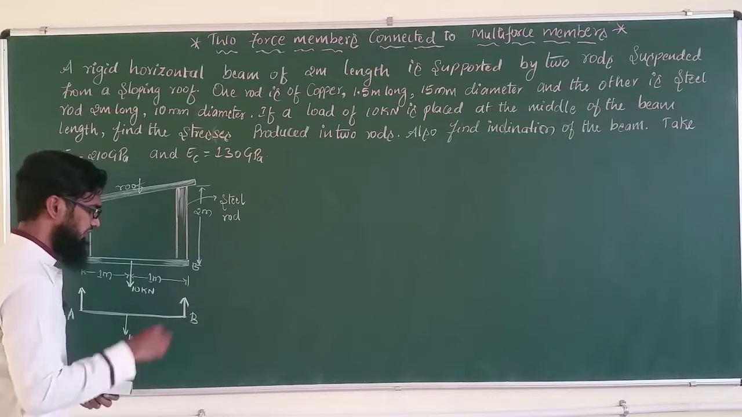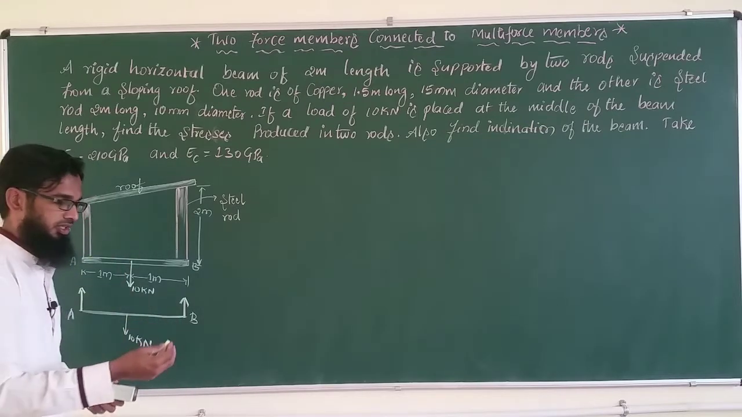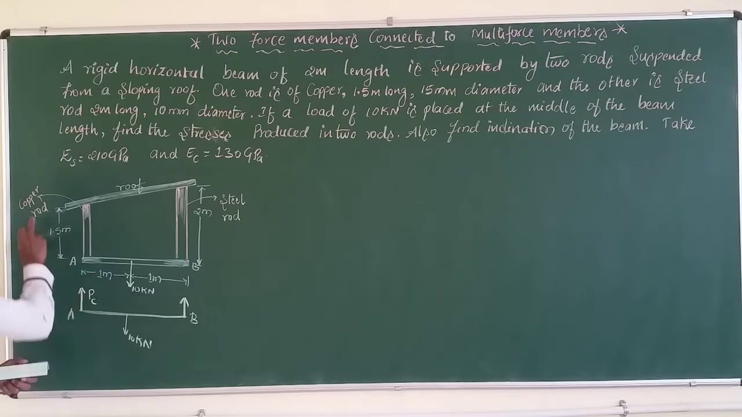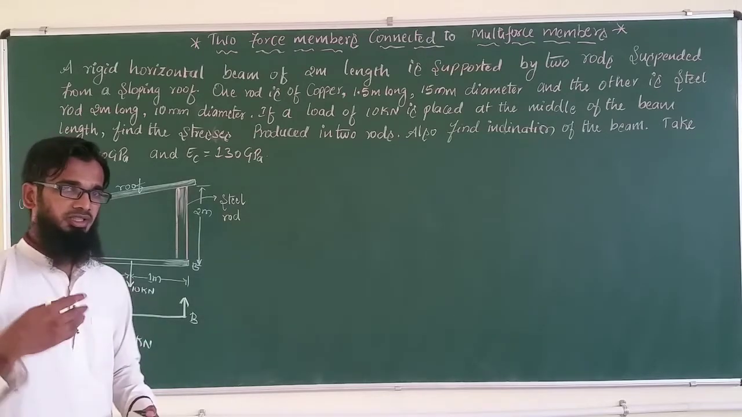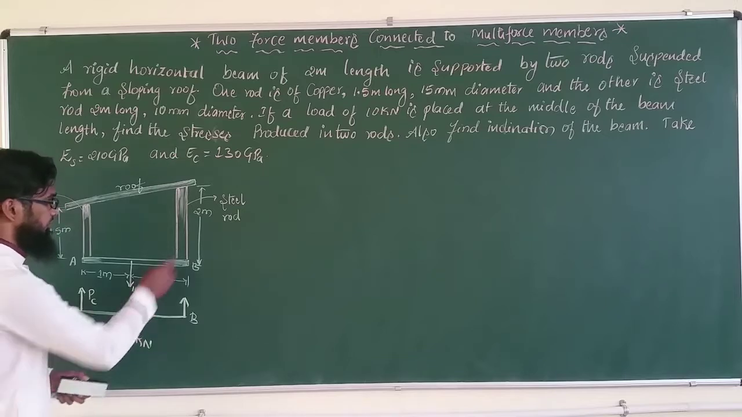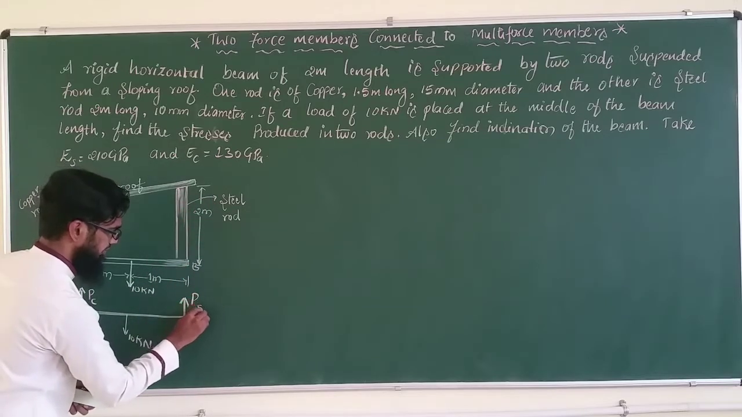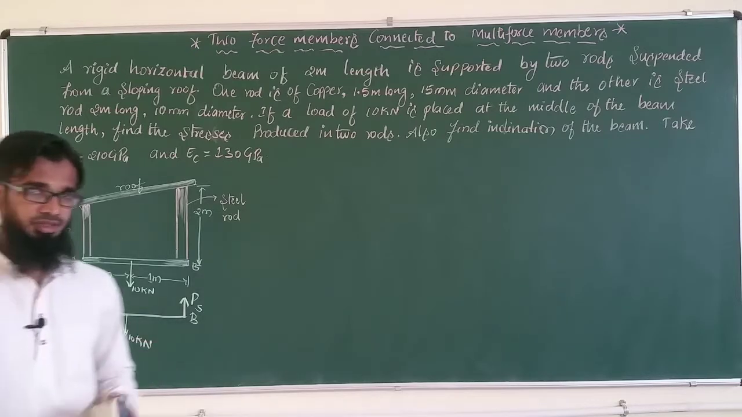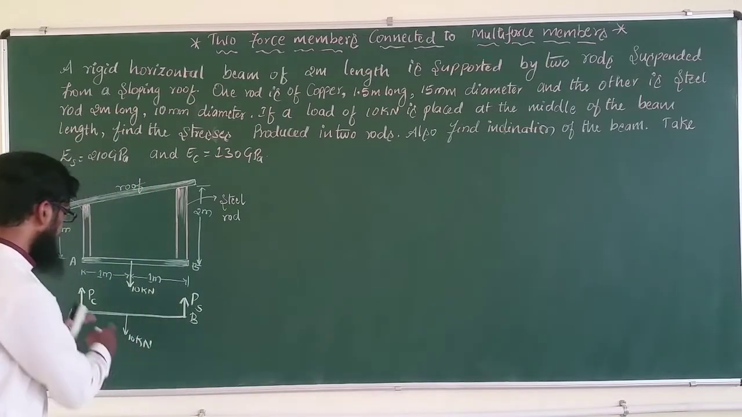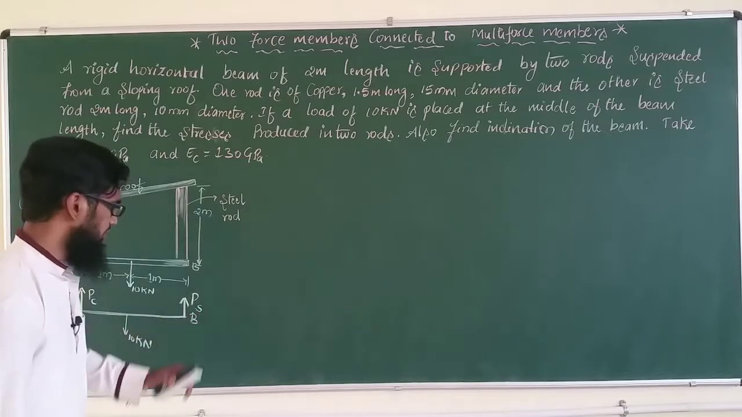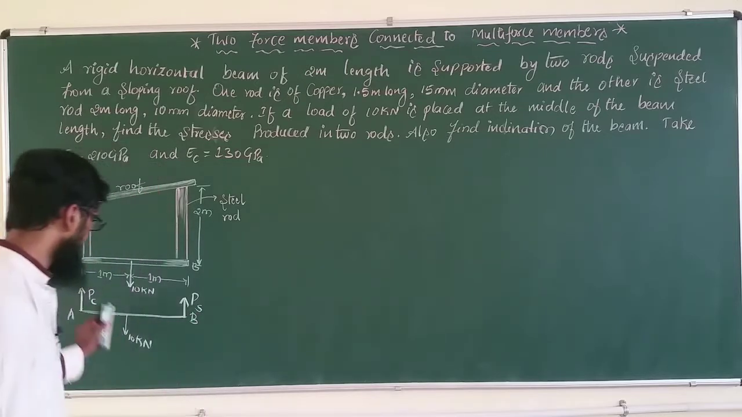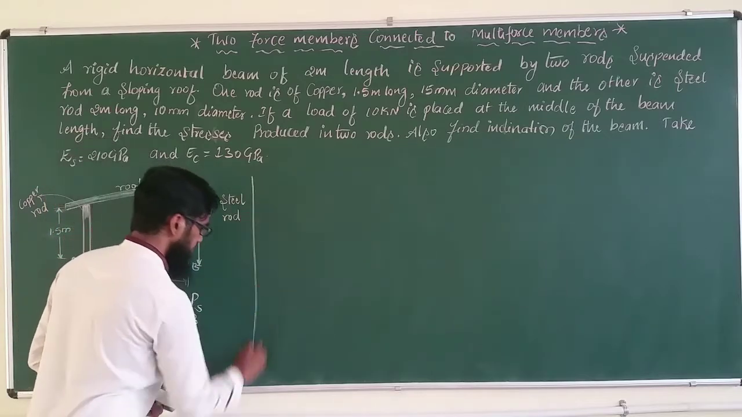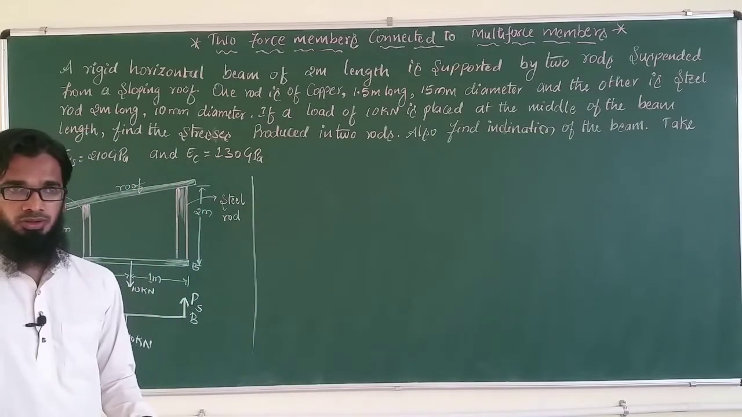These are the two reactions acting in the upward direction. I will take this as P copper, the reaction in the copper rod, and this as P steel. After writing this free body diagram, I will calculate PC and PS, that is, the load in the copper member and the load in the steel member. Now how to calculate that?